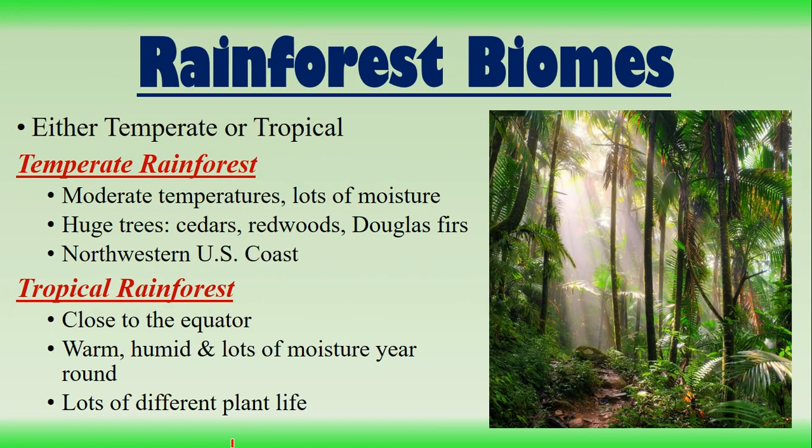So rainforest biomes, you can either have a temperate or a tropical rainforest. Temperate rainforests have moderate temperatures and lots of moisture. You're looking for huge trees like cedars, redwoods, Douglas firs. You're talking about the northwestern United States coast. Tropical rainforests, they're closer to the equator. They're warm, they're humid, there's lots of moisture year round. There's a lot of different plant life in the tropical rainforest. It's one of the most diverse biodiversity areas in the world.